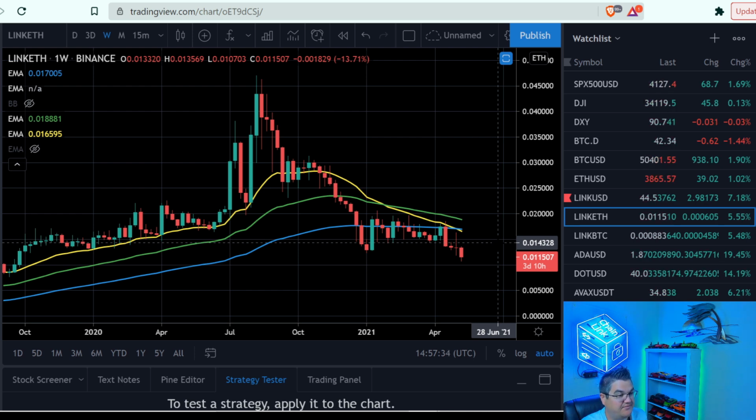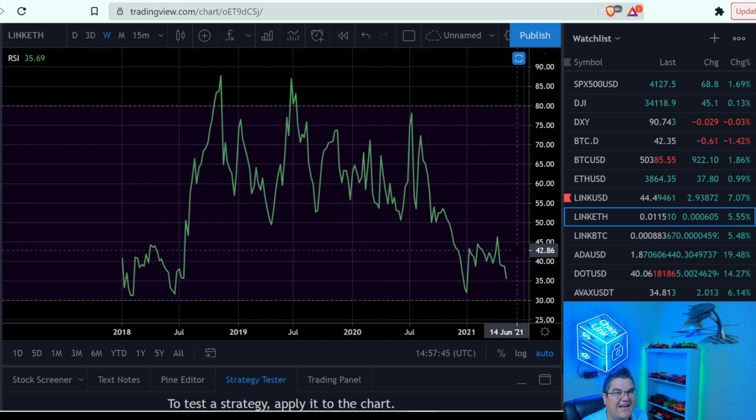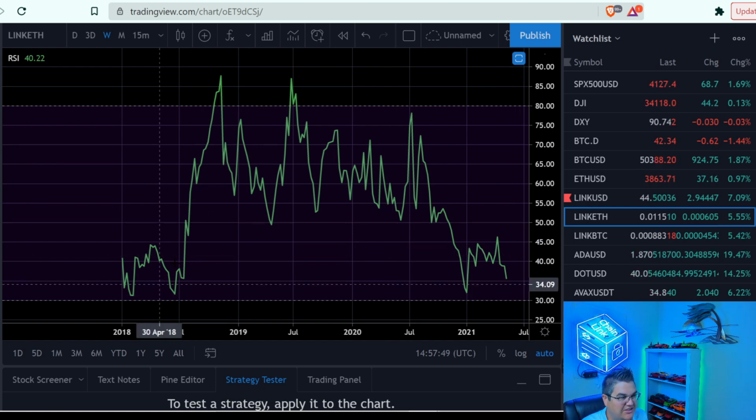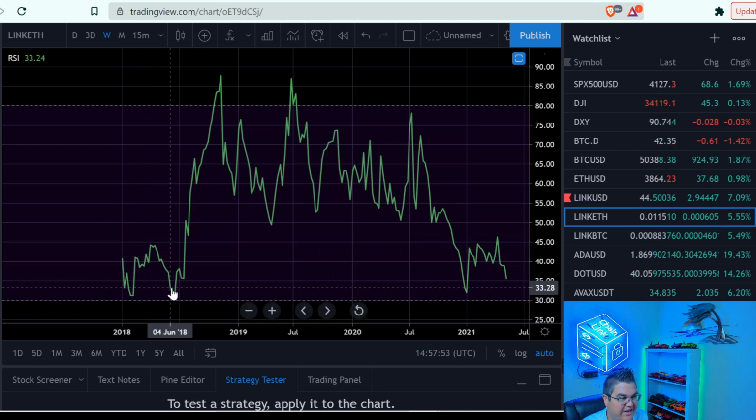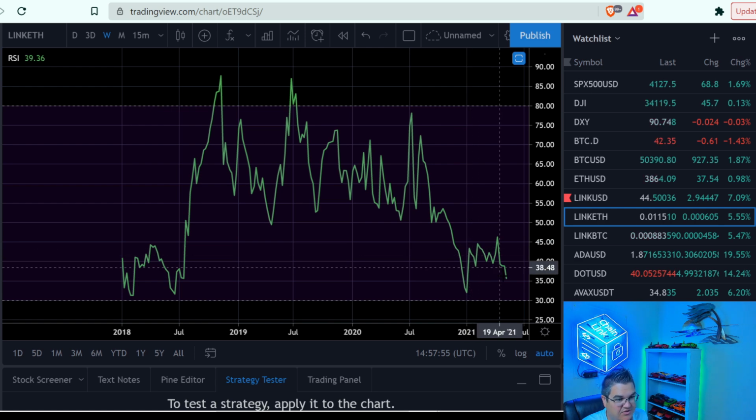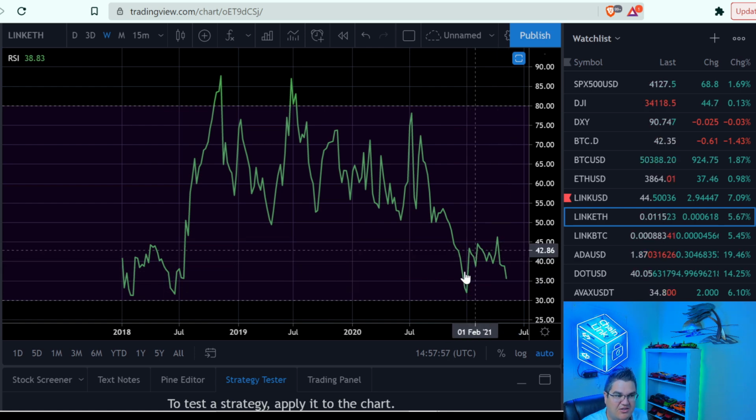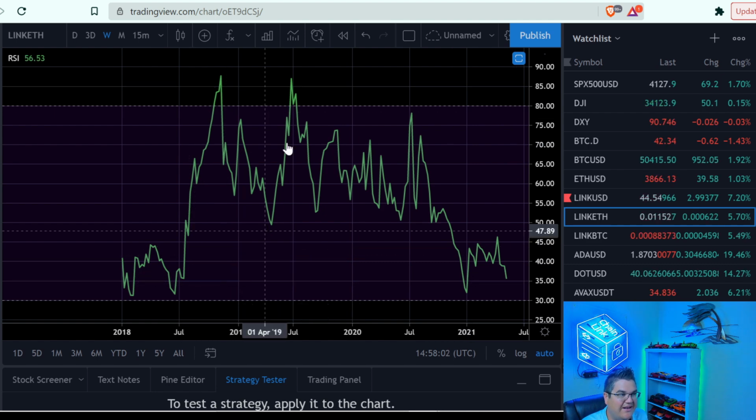I'm glad you asked. This is Link Ethereum RSI on a weekly scale. Do you notice anything weird here? Look at this back here, 2018. Look at this little formation. Does this rhyme with that at all to you? Yeah, look at that. What came next? Does that look like anything to you?